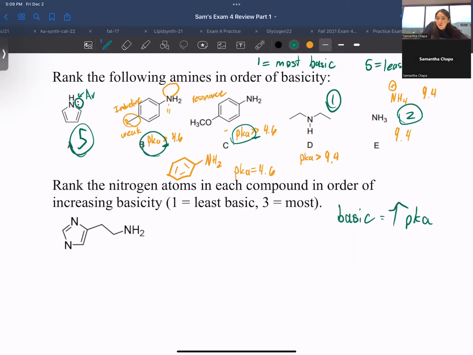And so this will tell me that this one is more basic right here. So I'm going to make this one number 3. And this one is a little bit less basic. Okay. And this will be our order. Let me check if I'm good. 1, 2, 3, 4, 5.